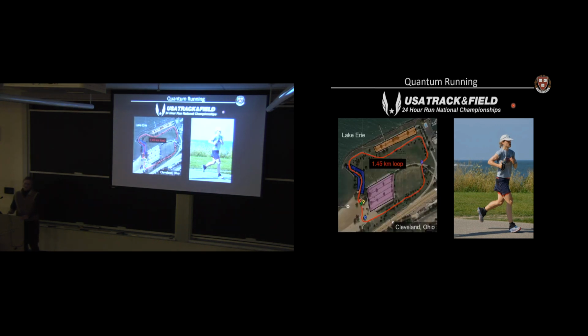So this was a race that I did a couple of years ago in Cleveland. It was actually the national championship for the 24-hour run. So the goal is you run around this loop, about a mile loop, and you run and you run and you run, and you have a chip in your shoe, and it counts every time you go over the timing mat, how many laps have you run. And the one who runs the farthest gets a prize.